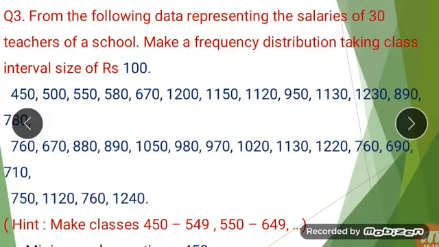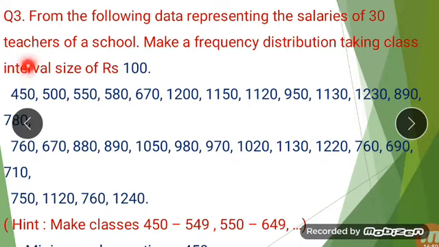Here we have question number 3. From the following data representing the salaries of 30 teachers of a school, make a frequency distribution taking a class interval size of ₹100. Here we have the data, and a hint is given that we make the classes 450 to 549, and so on, so that the class interval size is 100. If you subtract 449 from 549, you get 100. This is the class interval size.